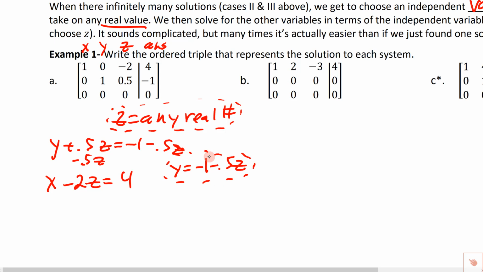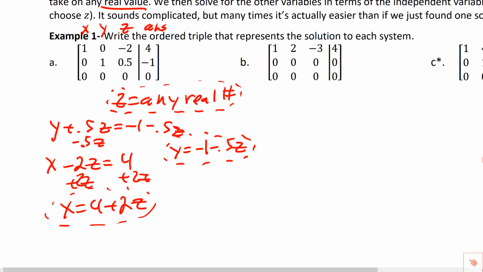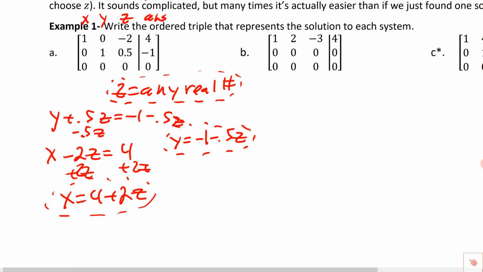So think for just a second. What we're doing here is saying z can be any number you pick, and once you pick z, I can plug it in and I can tell you what y is. And then we're going to do the same thing for x. I'm going to move this to the other side by adding 2z. And I'm going to write x equals 4 plus 2z. And I'm going to put a dotted circle around that. And I'm saying, look, I don't know what x is, but if you can tell me what z is, then I'll tell you what x is.